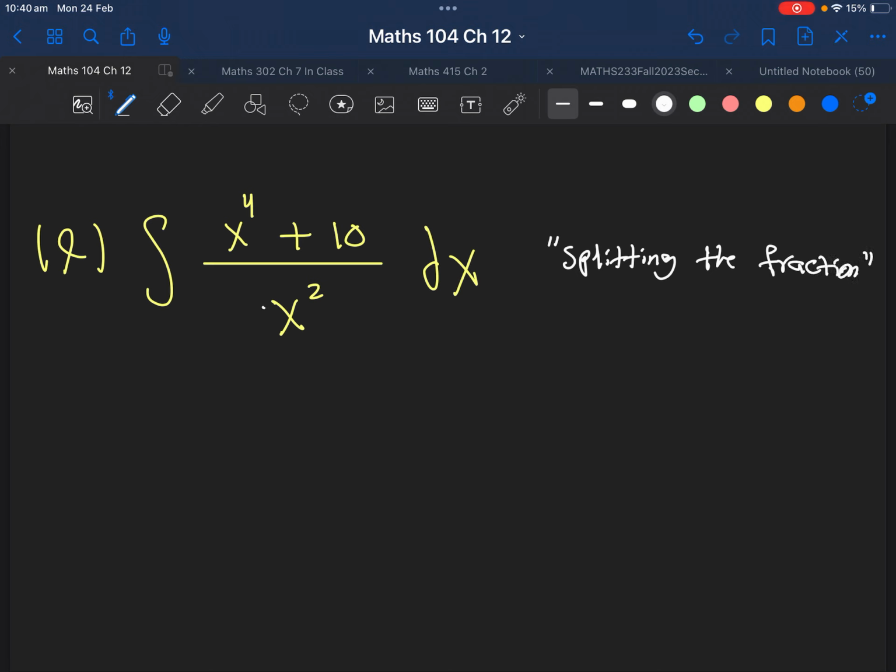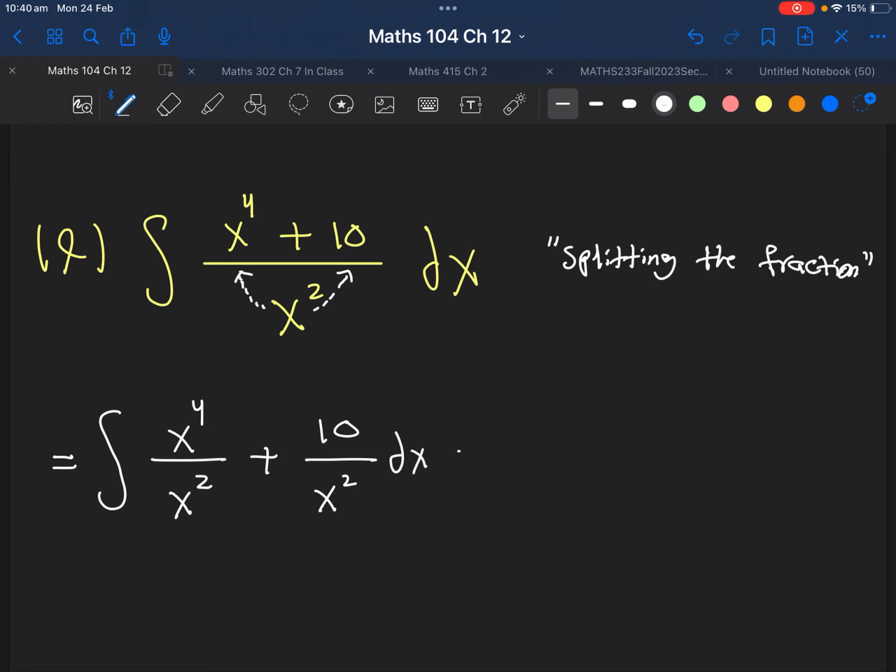So how do we split the fraction? We just take this one and we just take this one. So here is the integral of x power 4 divided by x^2, and 10 divided by x^2. And now we try to simplify.